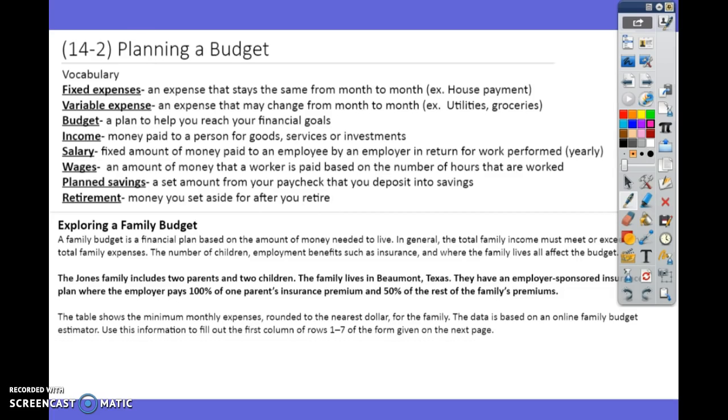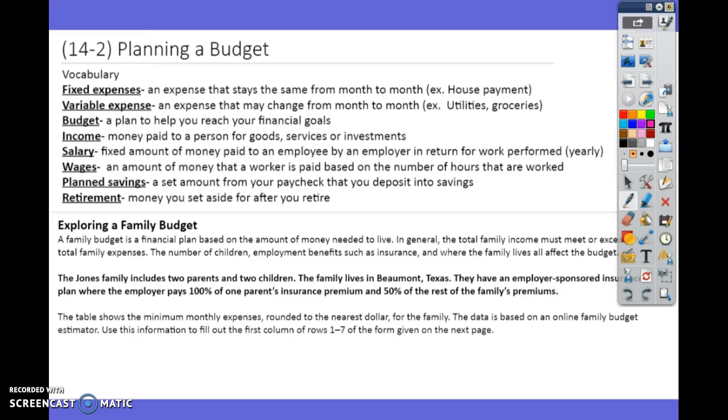Exploring a family budget. A family budget is a financial plan based on the amount of money needed to live. In general, the total family income must meet or exceed the total family expenses. The number of children, employment benefits such as insurance, and where the family lives all affect the budget. The Jones family includes 2 parents and 2 children. The family lives in Beaumont, Texas. They have an employer-sponsored insurance plan where the employer pays 100% of one parent's insurance premium and 50% of the rest of the family's premiums.